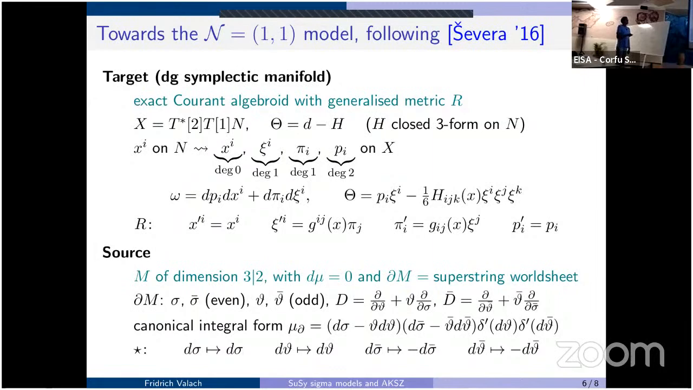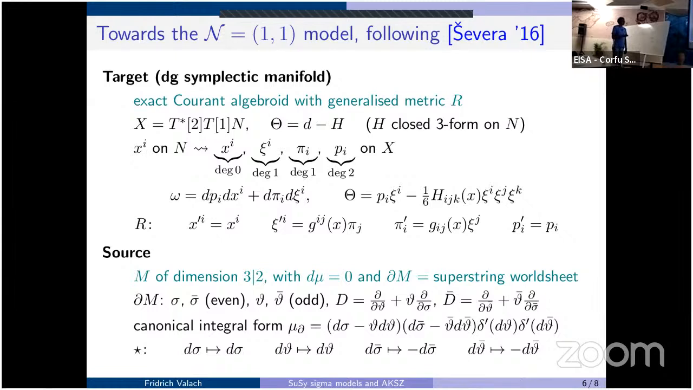So for those of you who know about generalized metrics, you may wonder where it is, since a generalized metric usually serves to encode both G and B. So here I hid B inside this closed three-form. This is a more general story where I can have topologically non-exact three-form fluxes. But anyway, at the end, I have a manifold and the data that I used is this manifold, a metric and a three-form on it. And out of this, I create this target.